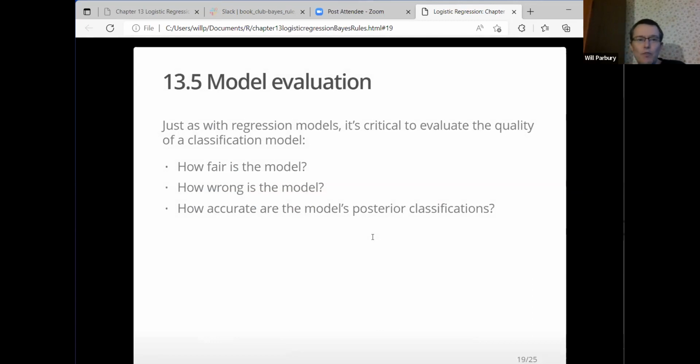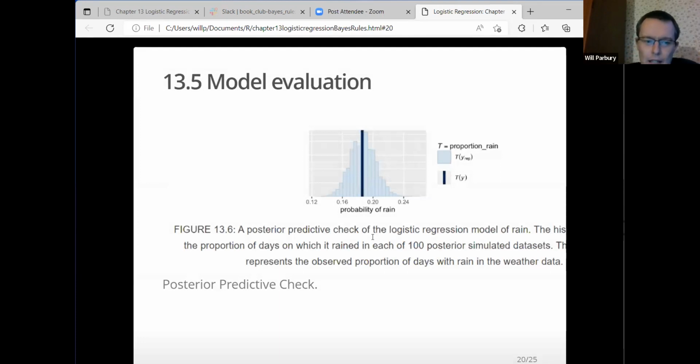Okay, this is actually the more interesting bit than the logistic regression. It's the model evaluation. How fair is the model? How wrong is the model? How accurate are the model's posterior classifications? We've seen the general format before. There is some cross-validated stuff in there, and ELPD, which I have glossed over because it's the same as previous weeks, but there is some interesting stuff in here. And again, there's the posterior predictive check. That all looks perfectly normal.